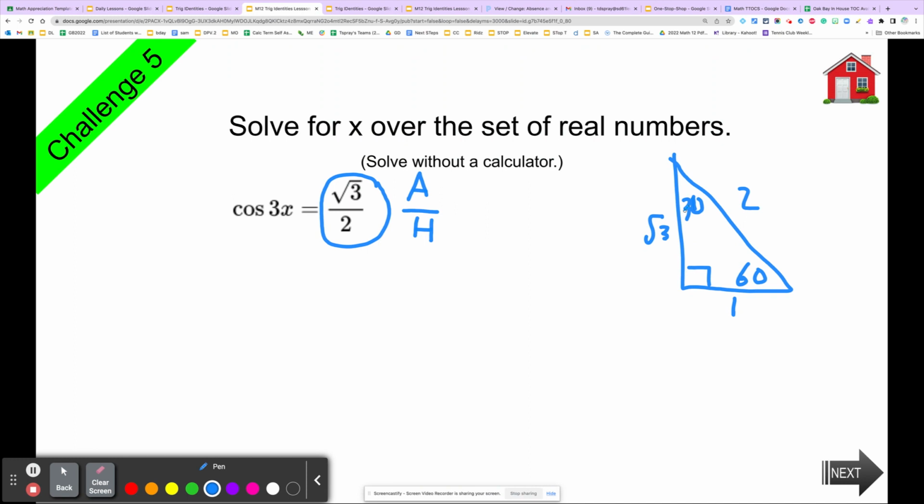Okay, so one way of looking at this would be to say, I know that the cos of 30 equals root 3 over 2. So that must mean that 3x equals 30. So that means that x must equal 10 degrees.